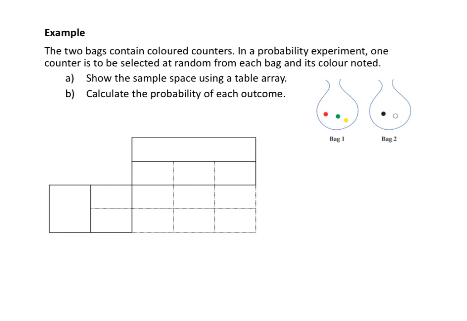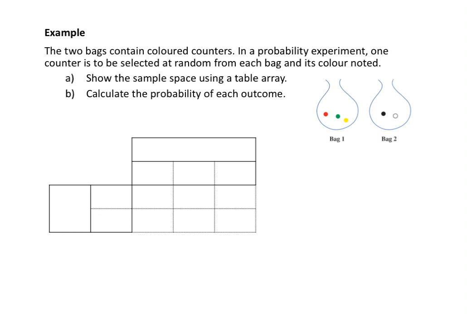Two bags contain coloured counters. In a probability experiment, one counter is to be selected at random from each bag and the colour noted. So we want to show the sample space using a table array, then calculate the probability of each outcome.